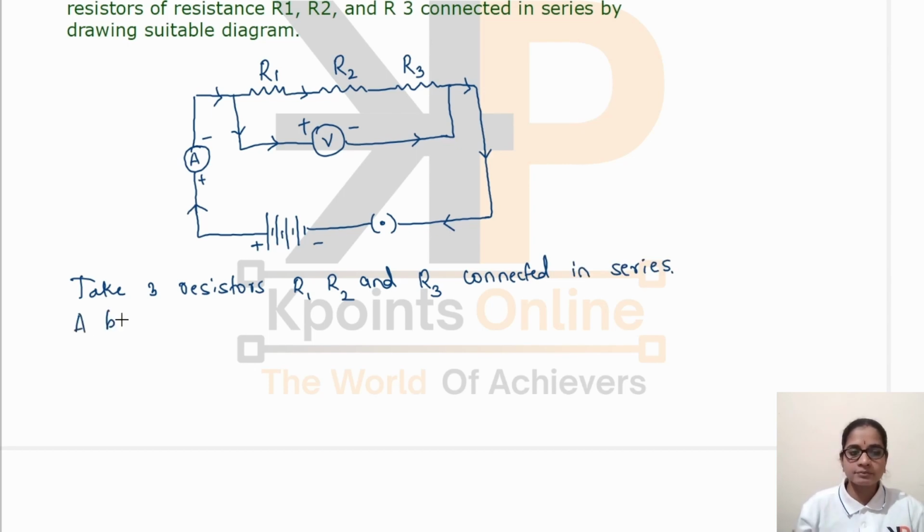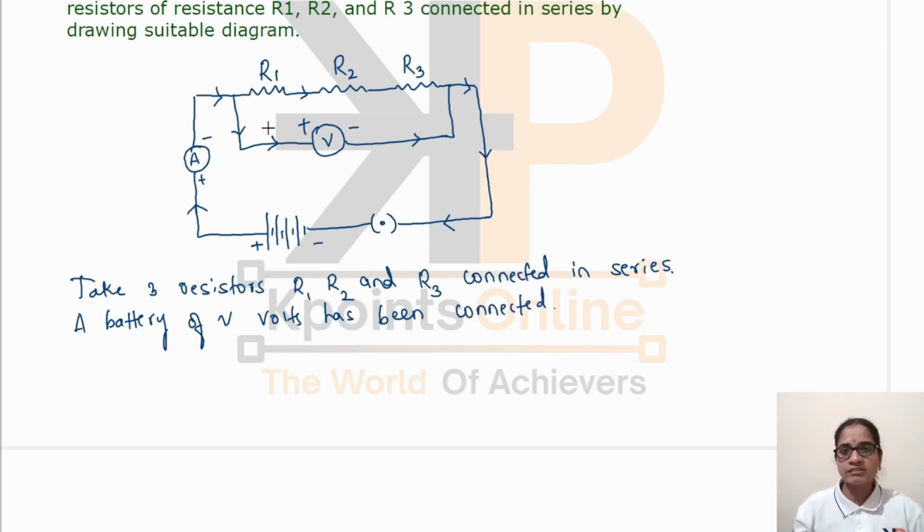A battery of V volts has been connected. Now we know that the potential difference across each resistor is different. How will we measure the potential difference across each resistor? We will connect a voltmeter across each resistor and we will find out the potential difference across each resistor.